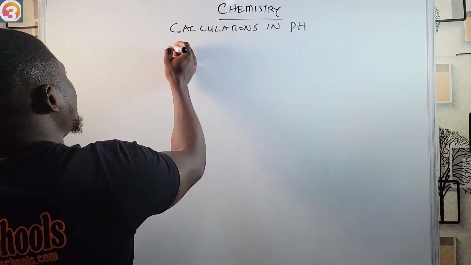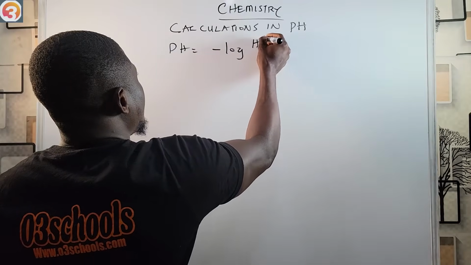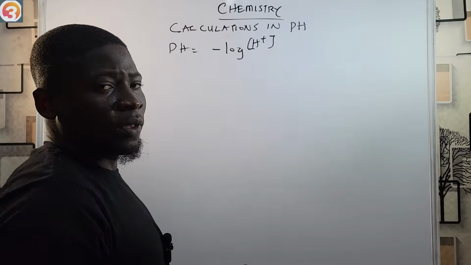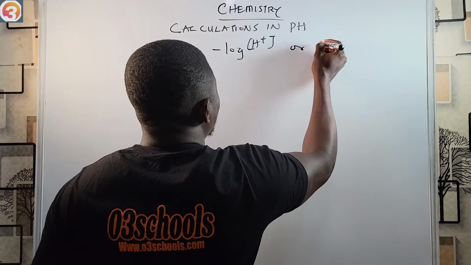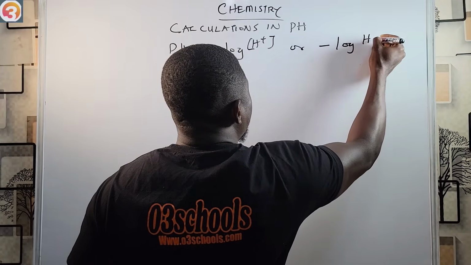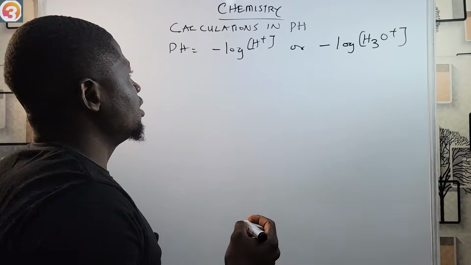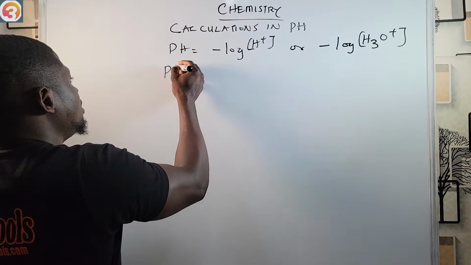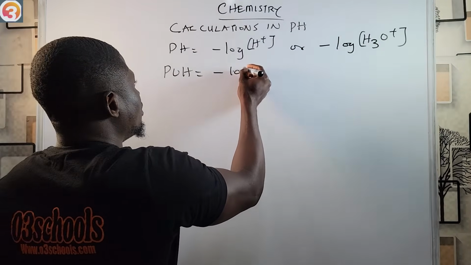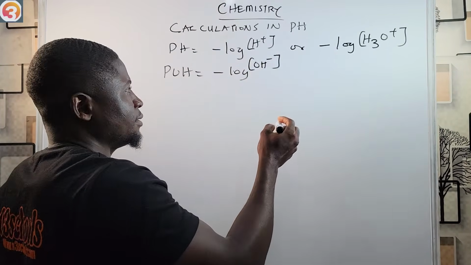I told you that pH is the negative logarithm to the hydrogen ion concentration. All right. I also told you that this could be the negative logarithm to the hydronium ion concentration. This is still valid. And then I told you the relationship between pH and pOH. There's pOH as the negative logarithm to the hydroxide ion concentration.